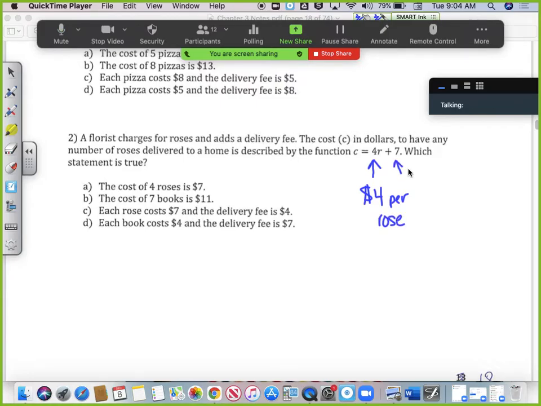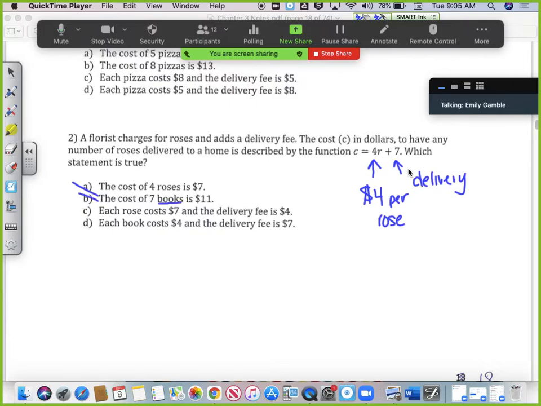I feel like it was 7 in every problem. What does the 7 represent? Delivery. Yeah, this is the delivery fee, which will help me to determine that this has to be C. Oh, wait, no. I said A. The cost of 4 roses is $7. Oh, wait, no. Okay, it's not A because 4 times 4 would be 16 then plus 7. It's not A. This is about books.